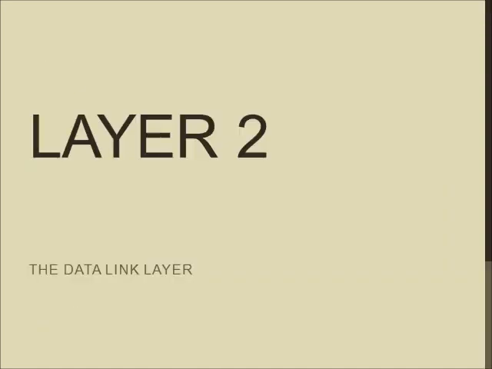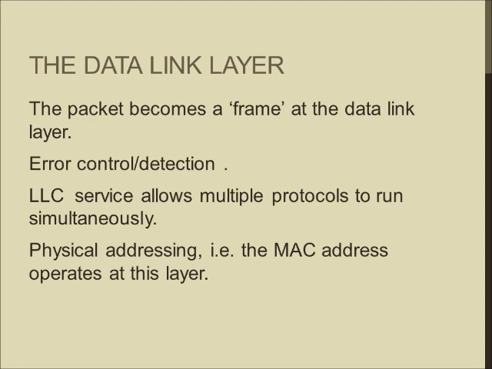Layer 2. The packet becomes a frame at the data link layer. This is where error control detection takes place. LLC service allows multiple protocols to run simultaneously, and physical addressing, i.e. the MAC address, operates at this layer.